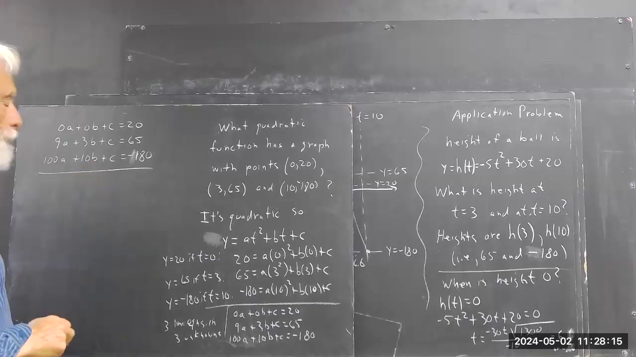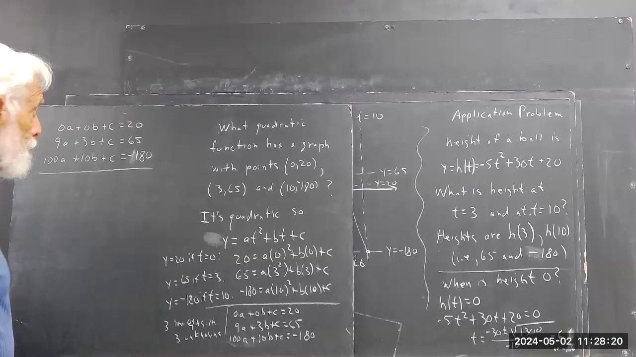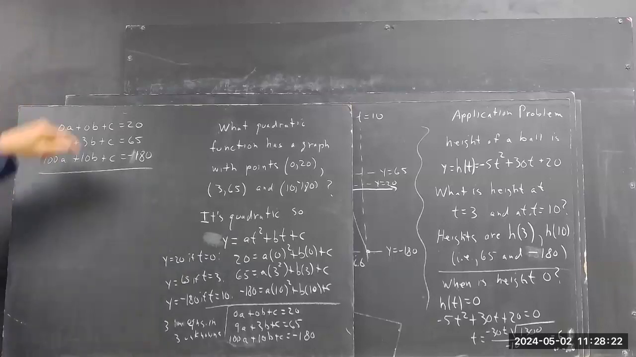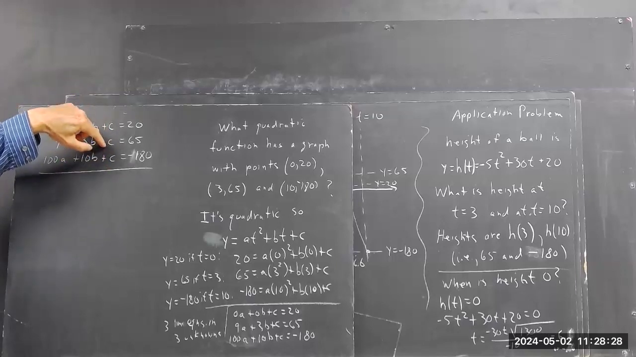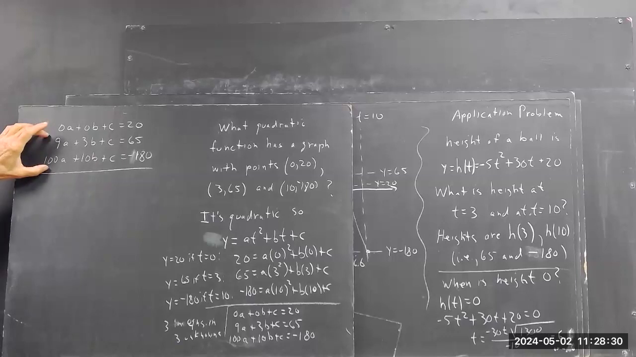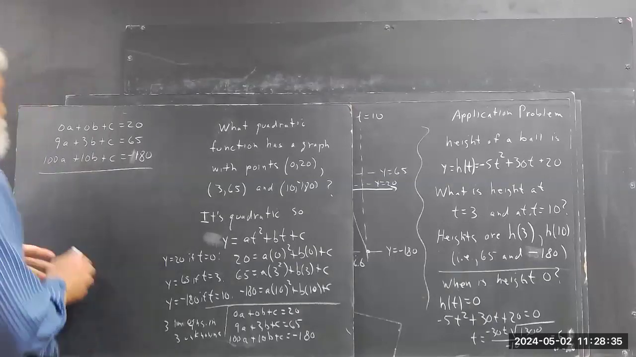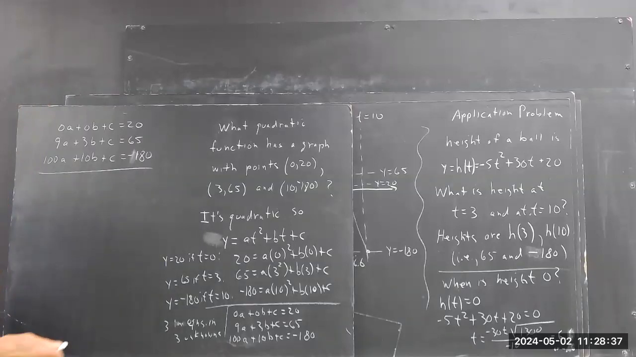Now, what do we do to solve this system? Actually, several ways we can solve. In the first place, we know that C is 20 because we got 0A plus 0B. So we can change C to 20 in the next 2 equations. Then we just have 2 equations in 2 unknowns. I'm going to pretend we don't think to do that. I'm just going to write out the augmented matrix.